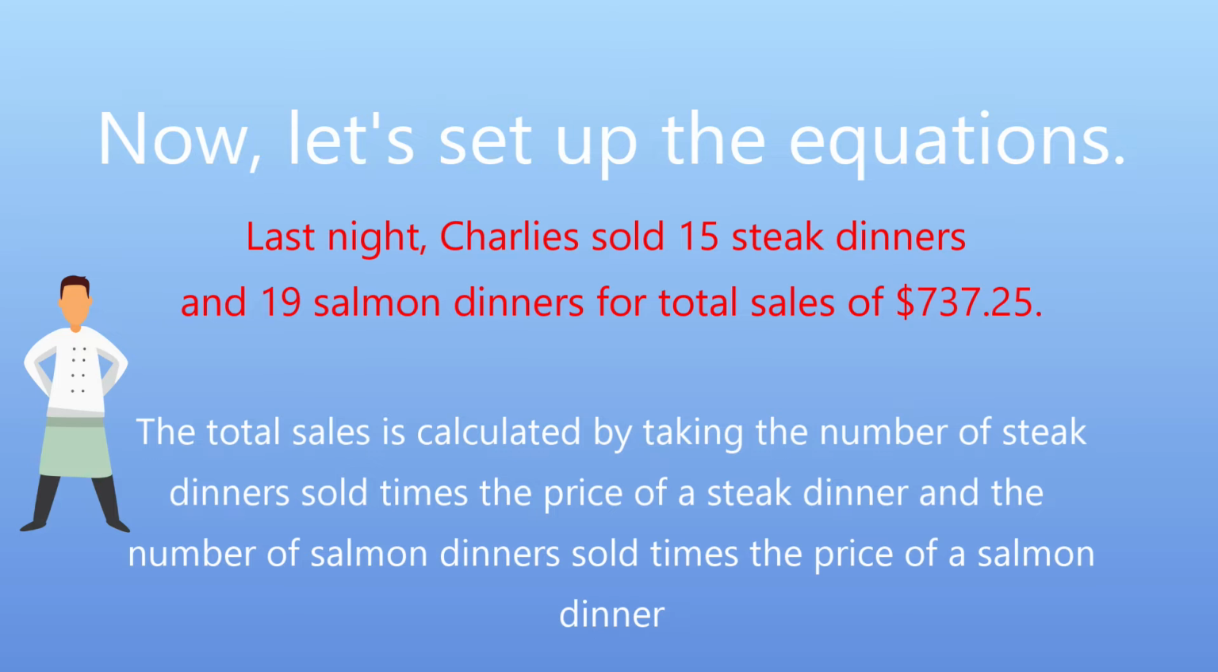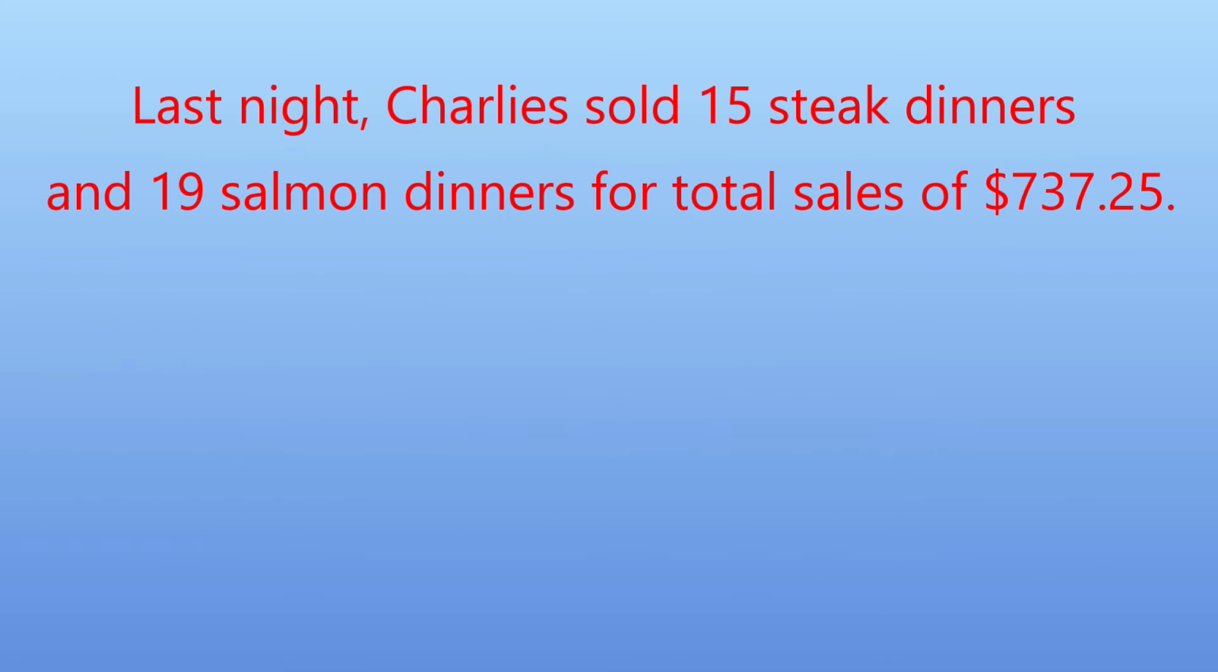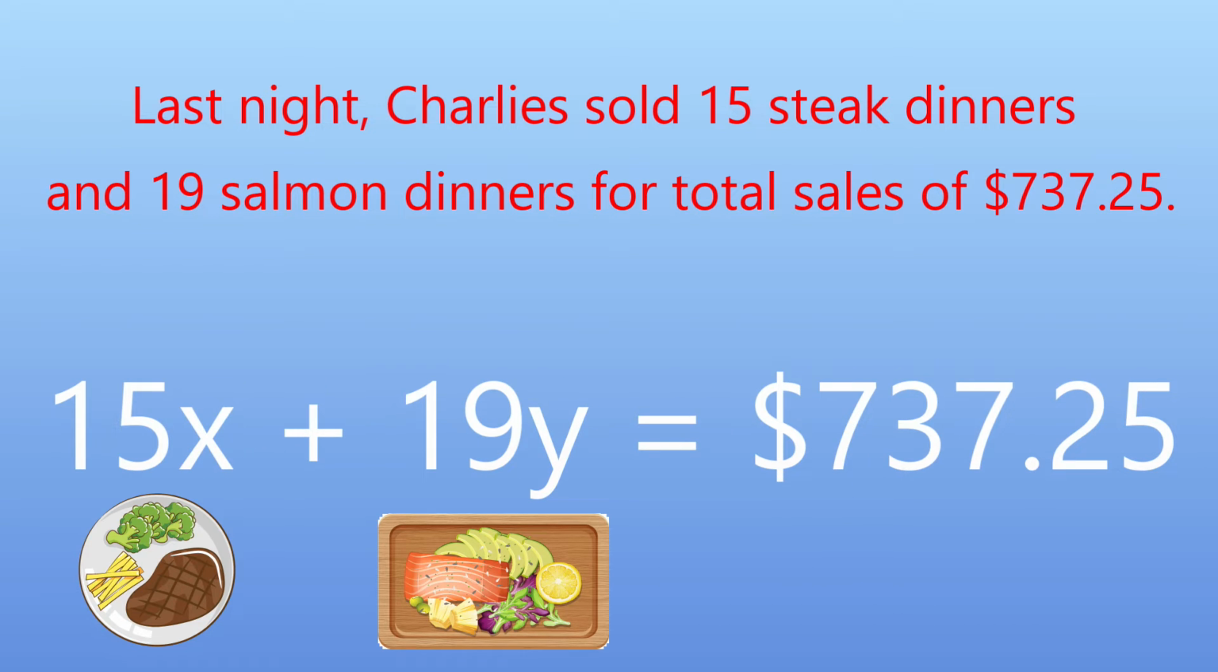Now, let's set up the equations. Remember, last night, Charlie's sold 15 steak dinners and 19 salmon dinners for total sales of $737.25. The total sales are calculated by taking the number of steak dinners sold times the price of a steak dinner and the number of salmon dinners sold times the price of a salmon dinner. $15x plus $19y equals $737.25.